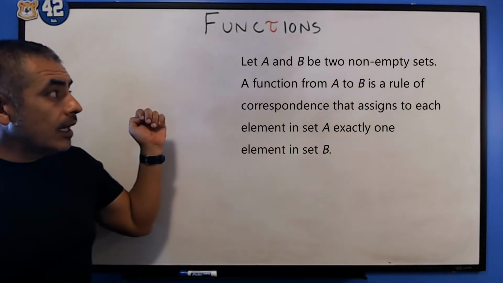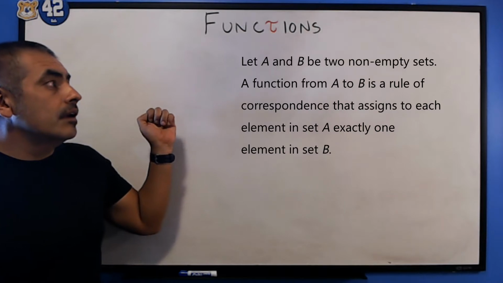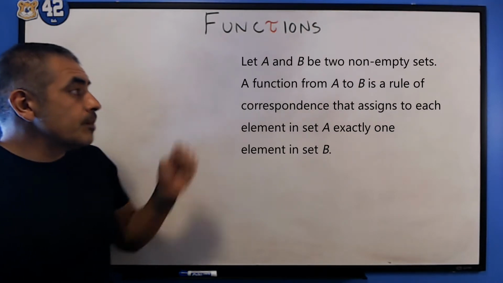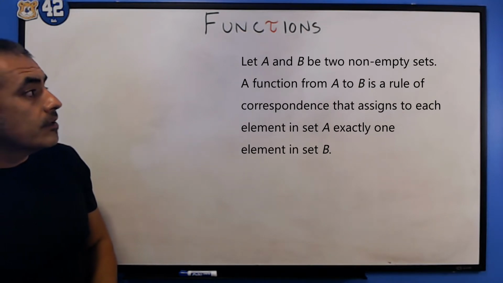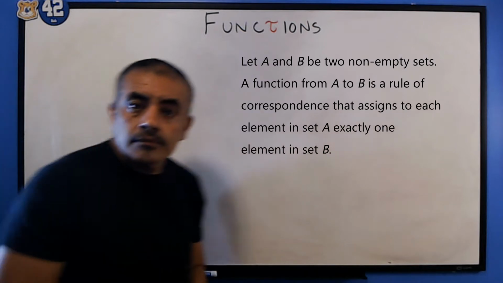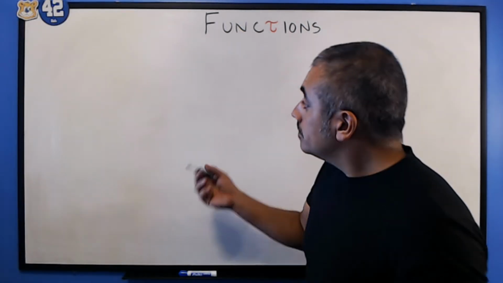Let A and B be two non-empty sets. A function from A to B is a rule of correspondence that assigns to each element in A exactly one element in B. So let's take a look at what that means.